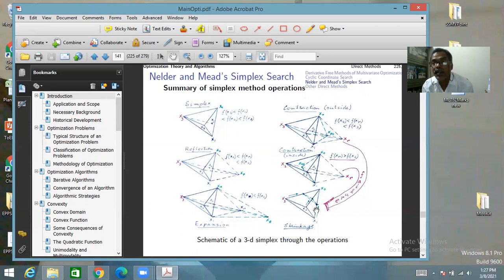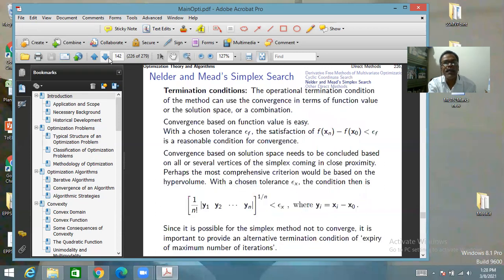Now this is an iteration. How do you terminate it? When do you terminate it? You need a termination condition, and not just one, there are several. In an iteration you will go on checking whether something holds, and if so, don't conduct any more iterations. So what should you check? You can check based on the function value, or you can check based on the size of the simplex. That is, how close are the x's.